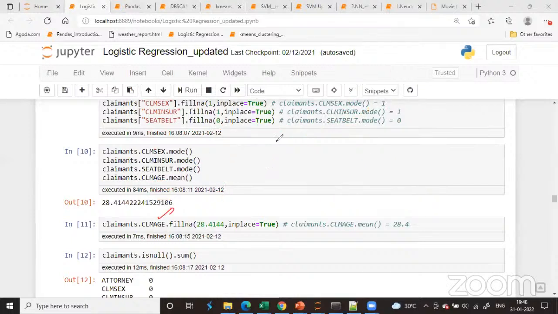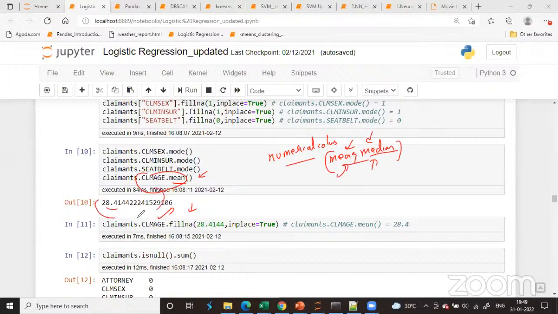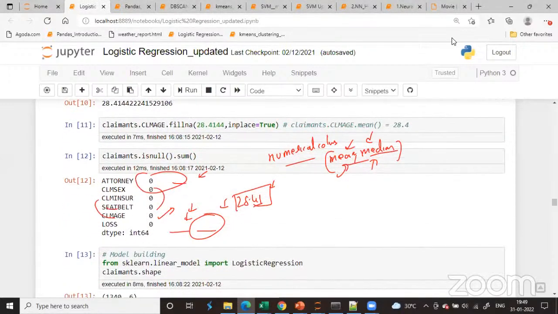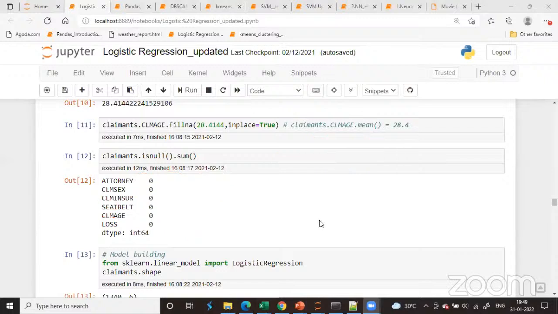What about the claimant age column? If you are working on numerical columns, you can either use the mean imputation technique or the median imputation technique. I'm going to use the mean imputation technique. Find out the mean of your claimant age column, 28.41. So fill all your null values in the claimant age column with this mean value, 28.41. That is what you are going to do.